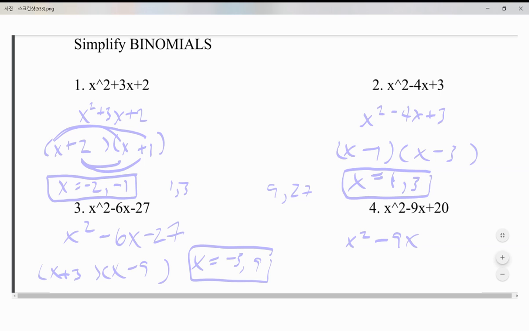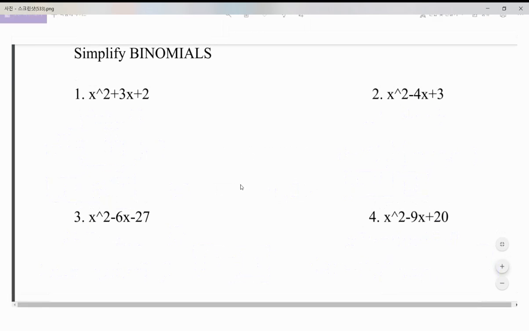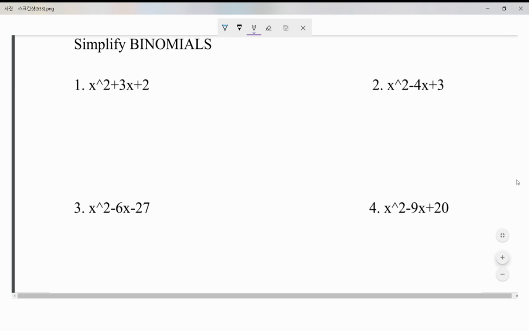x squared minus 9x plus 20. (x minus 4)(x minus 5). You know why? x squared minus 5x minus 4x is negative 9x. Negative 4 times negative 5 is 20. So x would be 4 and 5. Cool. Pause if you need to. Just saying.